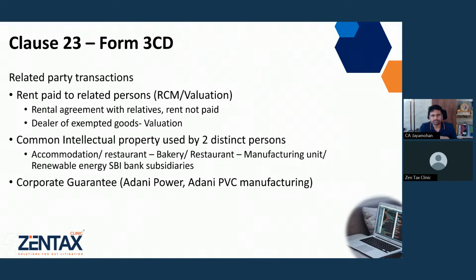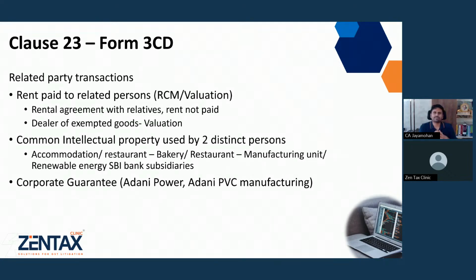Next, clause 23. This is an interesting clause. Here we talk about related party transactions. When the financial statements of a company are prepared in accordance with Schedule 3, there are separate reporting parameters given. Related party transactions, who all the related parties are, the nature of transactions, the value of transactions, everything would have been reported there if you are a company. If you are not a company, then the tax audit report is the other place where you can check the related party transactions and the status of those transactions.